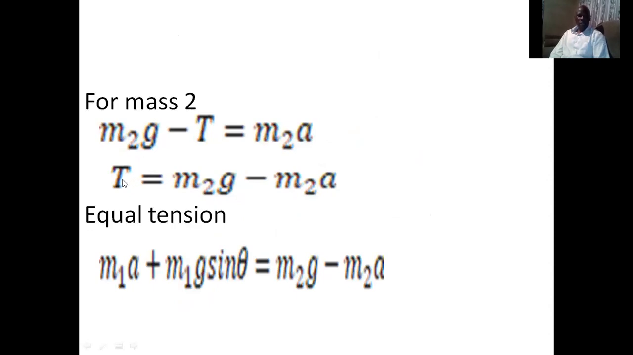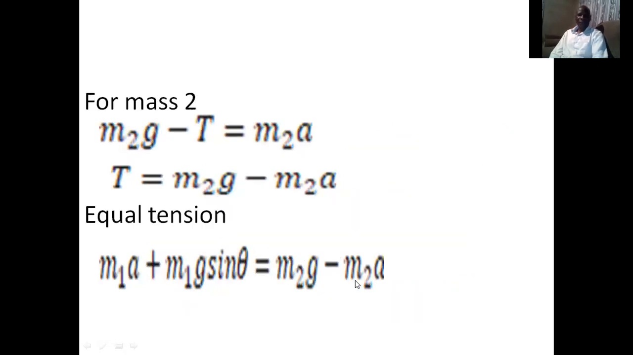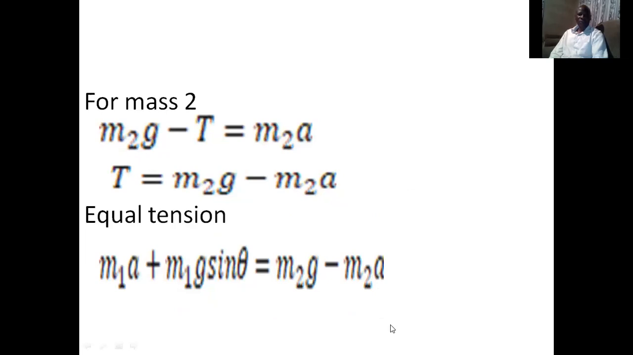So here we can as well make T the subject of the formula, then we get T equals mass two times the acceleration due to gravity minus mass two times acceleration. And so we have two equations, and we said the tensions are the same. And therefore, we can equate these equations since the tension is the same. So we can get this equation here, we put it here, which will be equal to the other equation which we got here for tension.